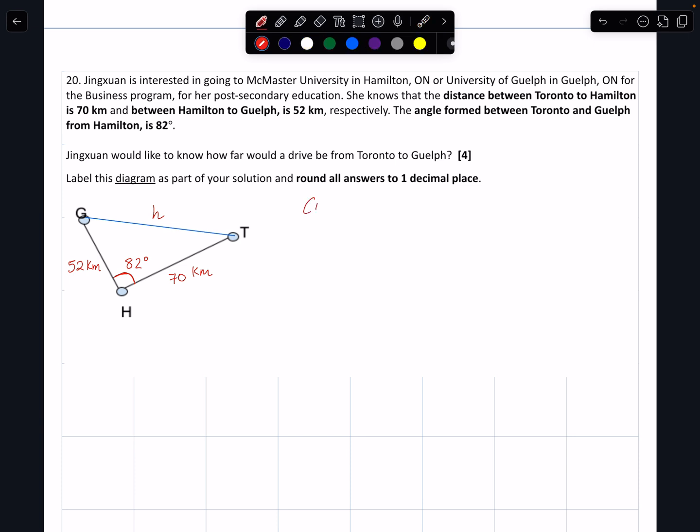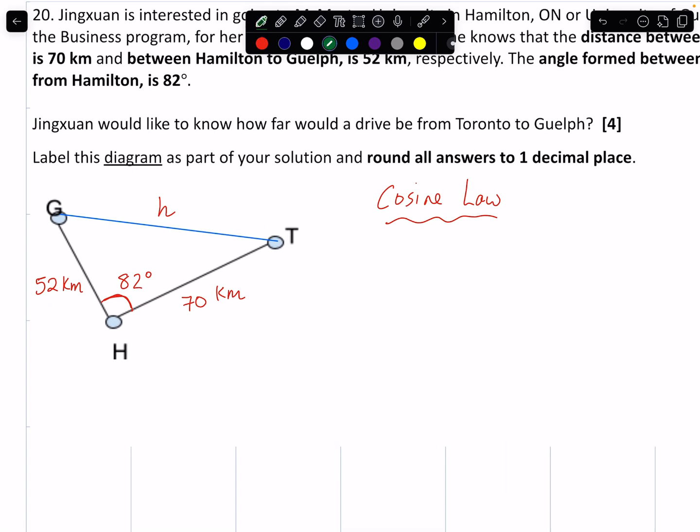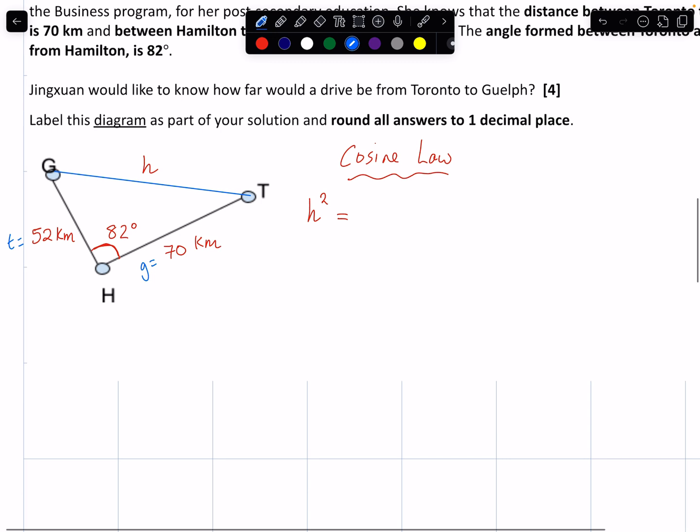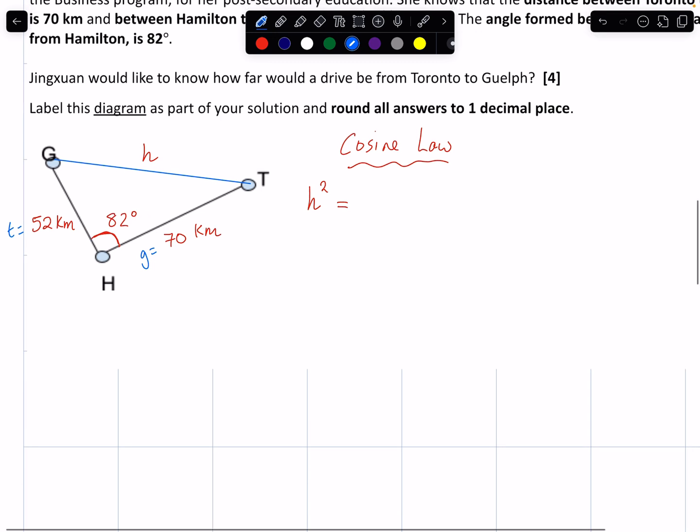So we're going to apply cosine law. In this case, we need to solve for h. So our cosine law is going to be h squared is equal to, this right here is small g, and this right here is small t. Let's write down our formula first before solving for h. We should have t squared plus g squared minus 2tg cos of our angle H. In this case, angle H is also given, so we're good.